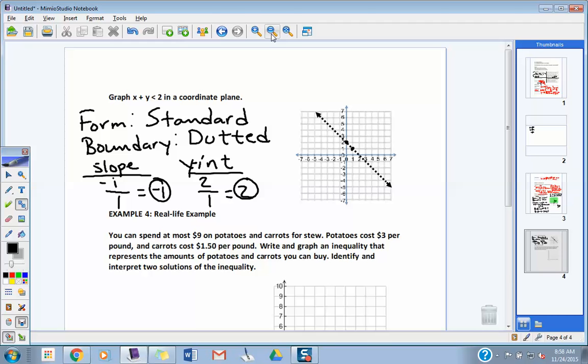Guys, I like to pick 0, 0 if I can put it in to substitute to figure out which way to shade. Can I put 0, 0 in this time? Why can I put 0, 0 in? It's not on the boundary line, so let's do that. I'm going to plug 0, 0 in. So when this inequality x plus y is less than 2, I would put 0 in for x and 0 in for y. Right, so 0, 0 being right here, below that line.